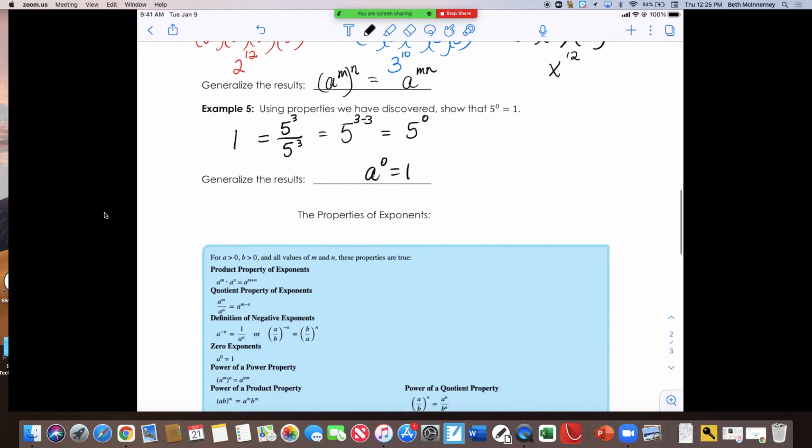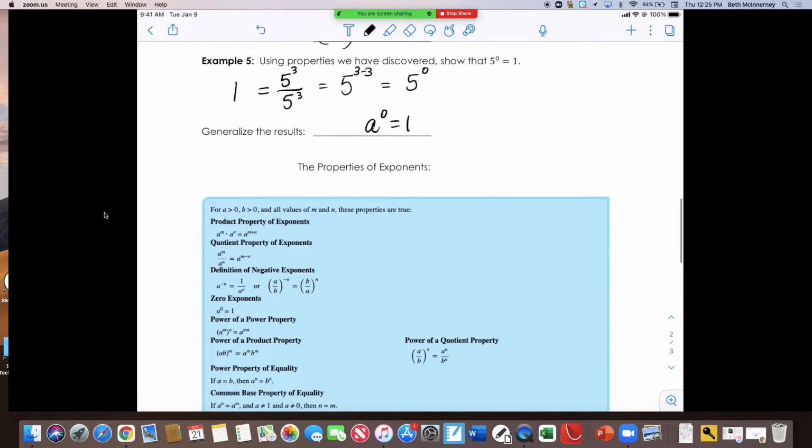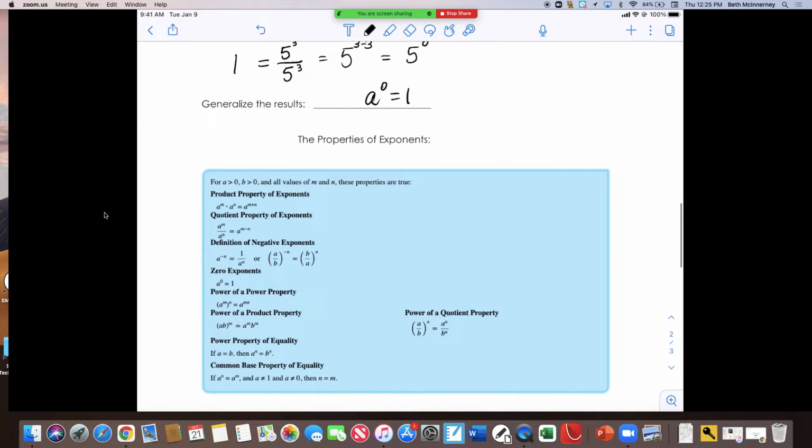So generalizing the results, a to the 0 power is 1. So now what I did is in this blue box, I put all the properties together. The only two I didn't do with you were the power of a product, and let me show you an example of this one. If I had 2x to the 5th power, that would be 2 to the 5th, x to the 5th. That's what that one means.